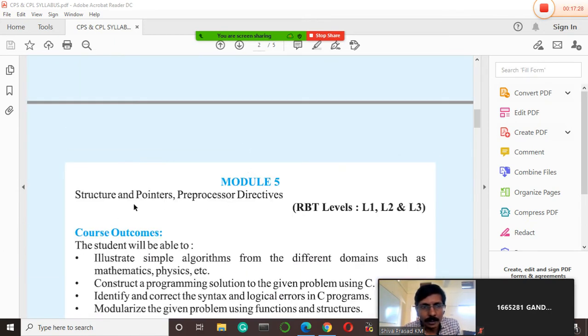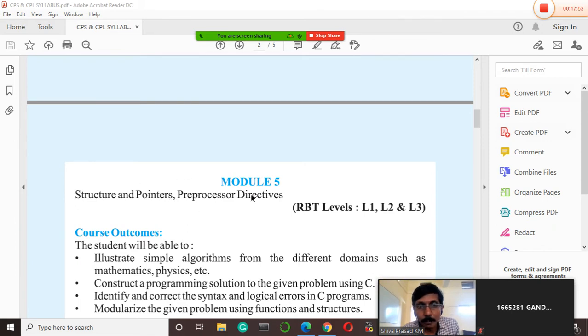Similarly, in module 5 we will be discussing structures and pointers. Structures are related to databases, where we store the information of particular students or employees or any other persons. Whereas pointers are nothing but addresses, storing the address of each and every variable. All these aspects we will be discussing in this particular chapter.